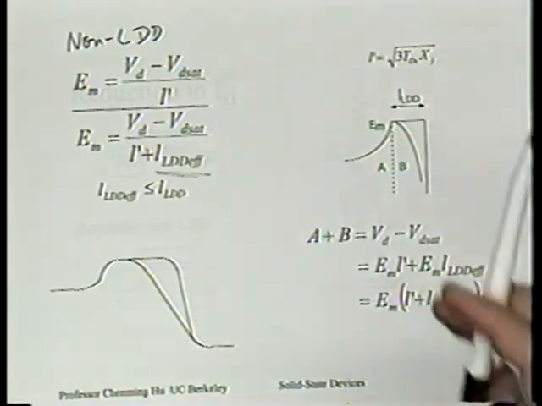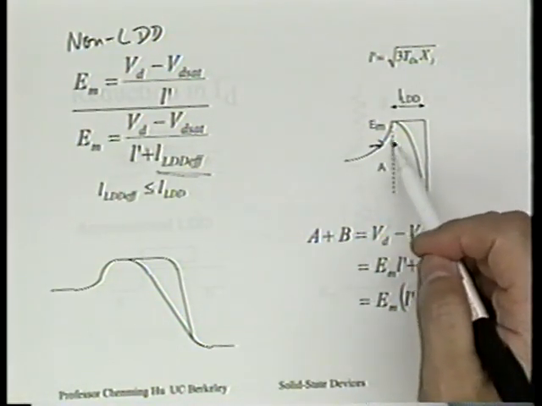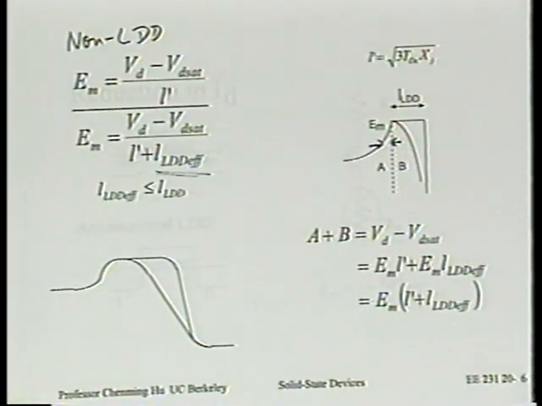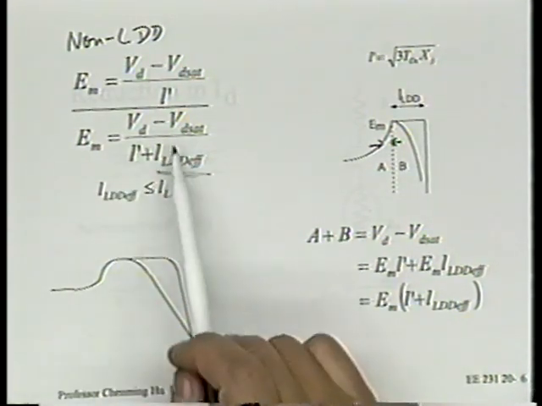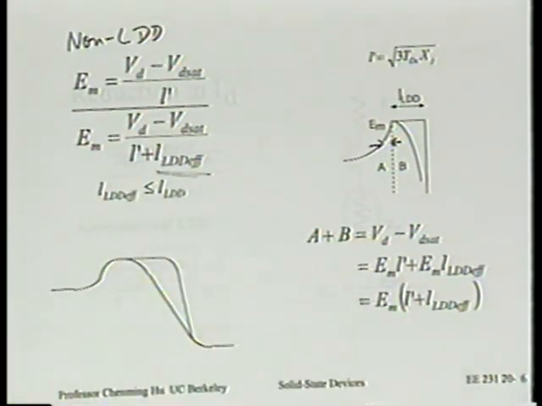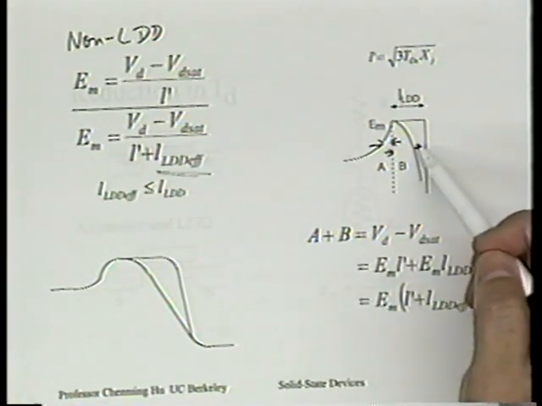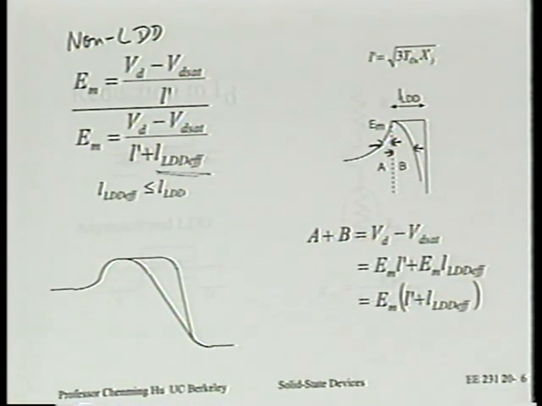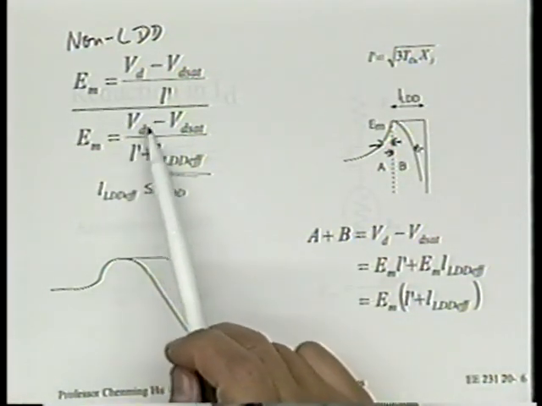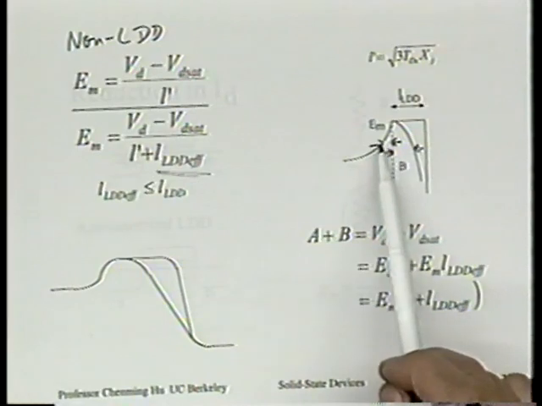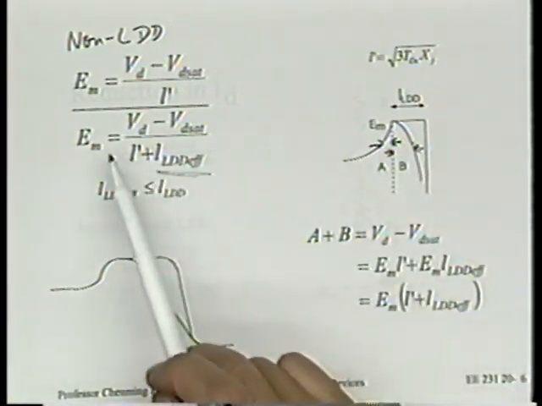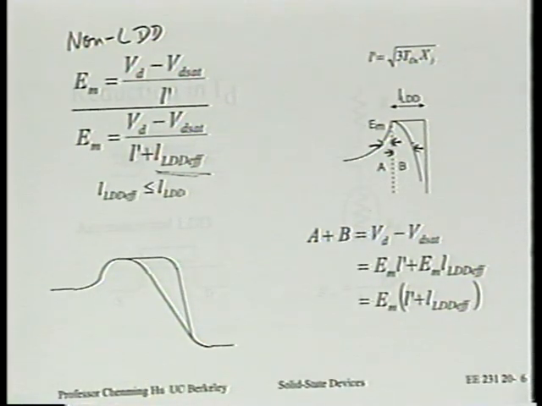Right, L prime is the effective thickness of this exponential function, right? So what is the second quantity, LDD effective? It probably means the effective thickness of this part of the field, such that if you take the total area, VD minus VDSAT, divided by this total effective thickness, you end up with the maximum field, right?